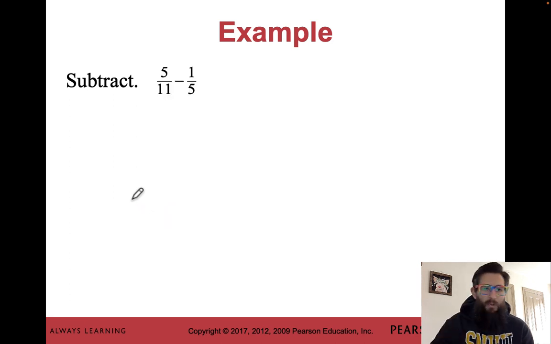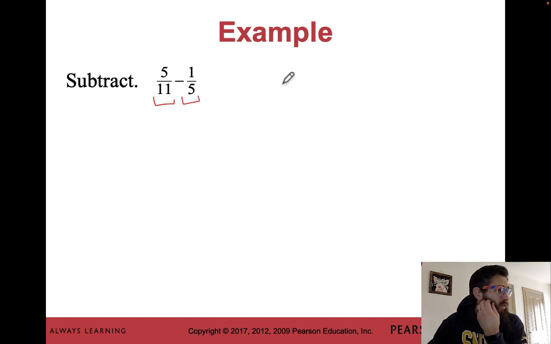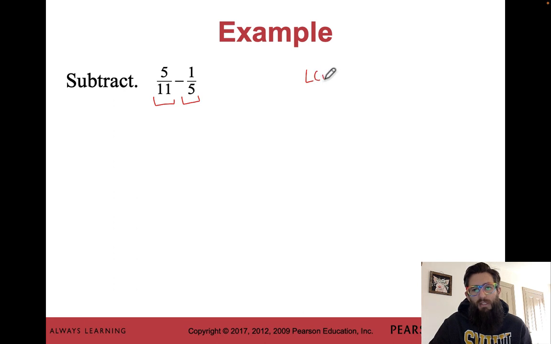Now, here's a fun example which involves fractions, and we know from our previous work, we can't combine fractions that don't have the same denominator. So in this case, we're going to look to see what is the LCD of 11 and 5. One thing we know is 11 is prime and 5 is prime, which makes them relatively prime. So the LCD is actually going to be the product of the two numbers, which is going to be equal to 55.